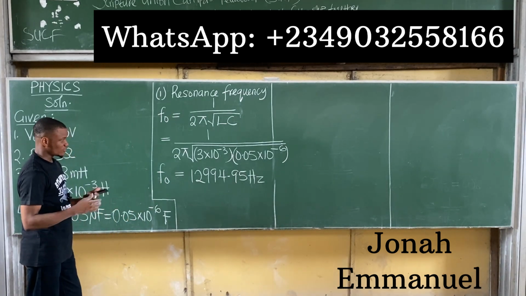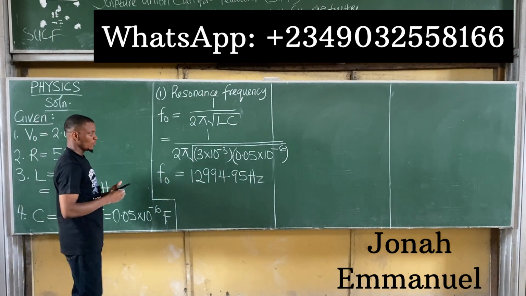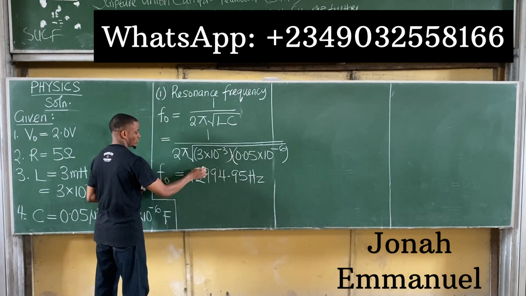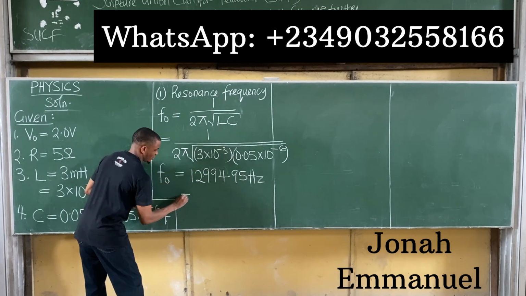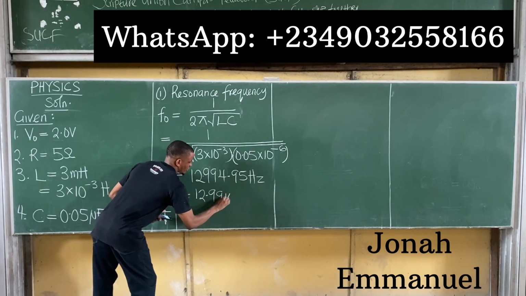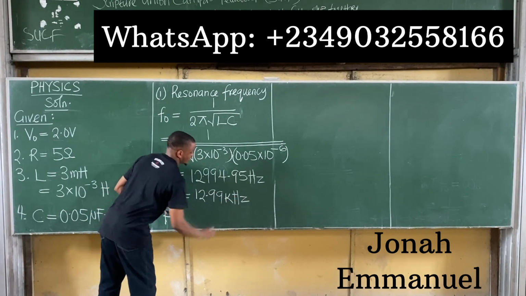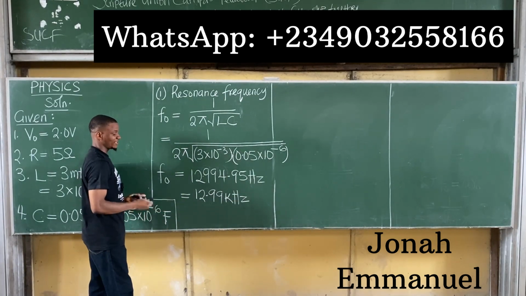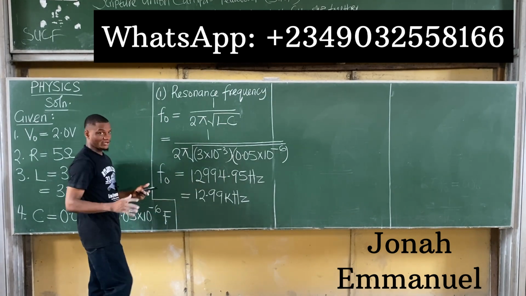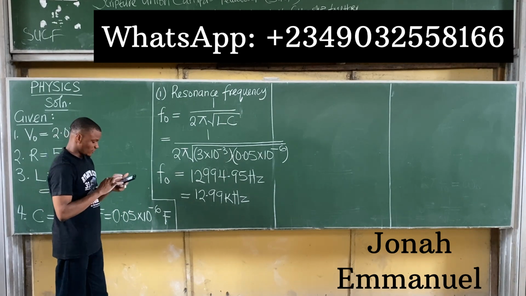Just in case you're asked to convert to kilo, kilo is 10 to the power 3. So just move 3 times here. 1, 2, 3. You have this. And that will be equal to 12.99 kilohertz. Or you can say approximately 13 kilohertz if you want to. Or you can just simply leave it at this point here. It's still correct.